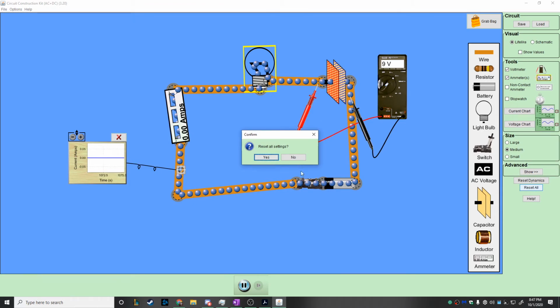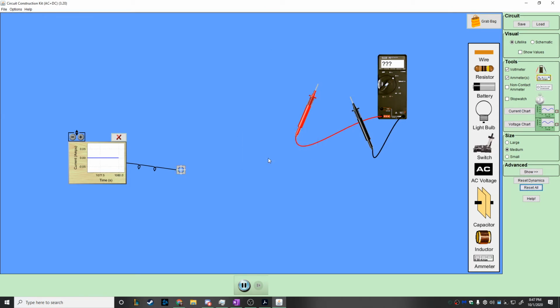Here, wait. I like to have the switch. It's kind of unrealistic because you can't really. So we reset everything. Oh no! Can I undo? That sucks. Oh, that's terrible. I'm supposed to reset dynamics.